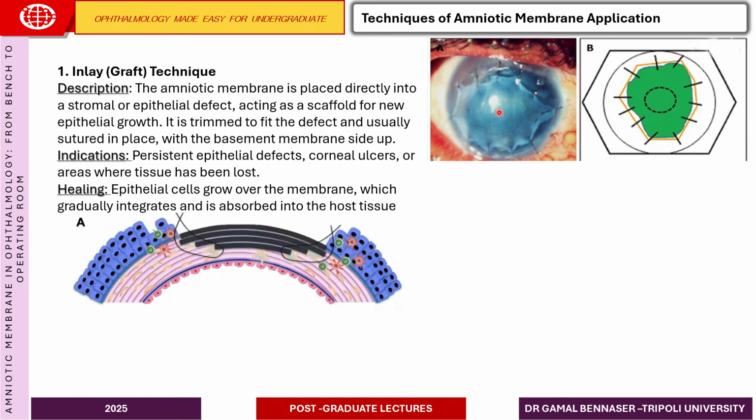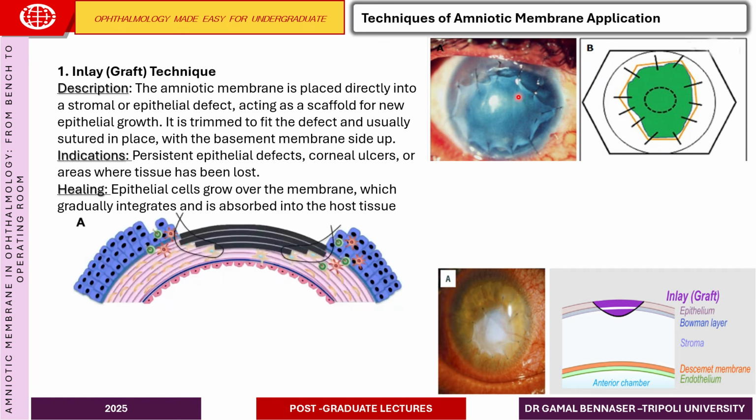This is an example of a large epithelial defect, as you can see here. The amniotic membrane is placed inlay to cover the defect, and the edges are secured inside the defect and sutured by 10-0 nylon sutures, or you can use the fibrin glue. Note here that cyanoacrylate glue is not advised in these cases, so you should use fibrin glue.